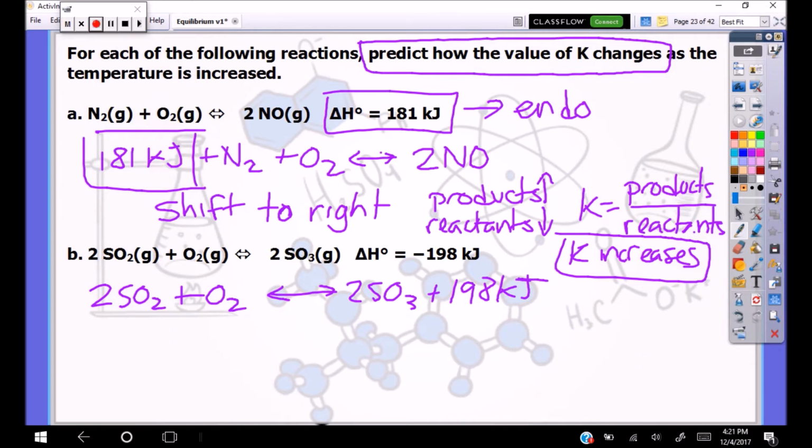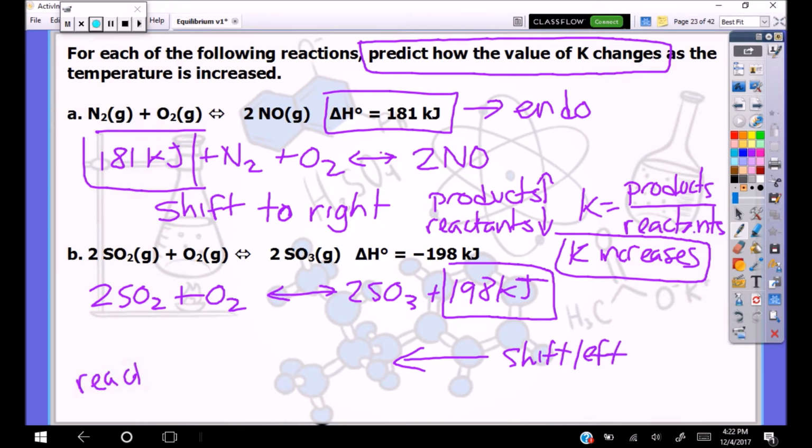If I'm increasing temperature and heat is on the product side, which way is this going to shift? It's going to shift to the left. I want to relieve all that extra heat. I'm going to shift left. What does that mean for my reactants? Reactants go up. Products go down. And if I think about that, that means I have a larger denominator. K is going to decrease.